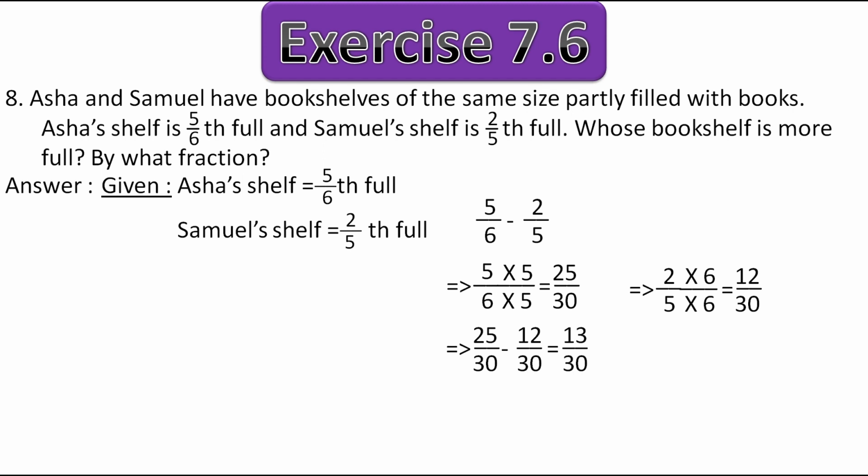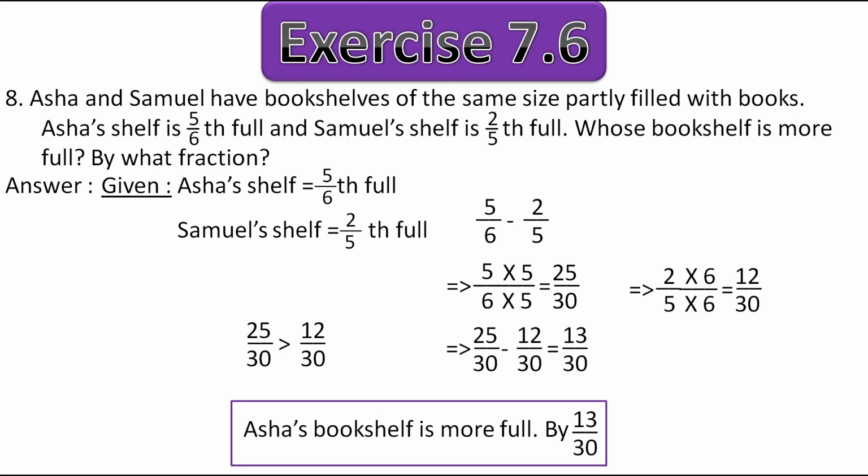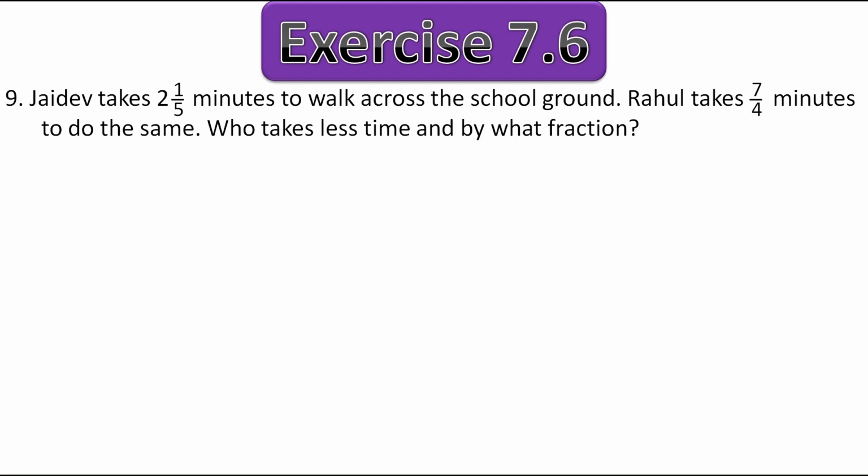Now here we have to find whose bookshelf is more full. So we have to compare 25 upon 30 and 12 upon 30. As you all know, when denominators are the same, then the one with the higher numerator is the greater fraction. So Asha's shelf is more full by 13 upon 30. Okay. Now let's move to the next question, that is the 9th one.